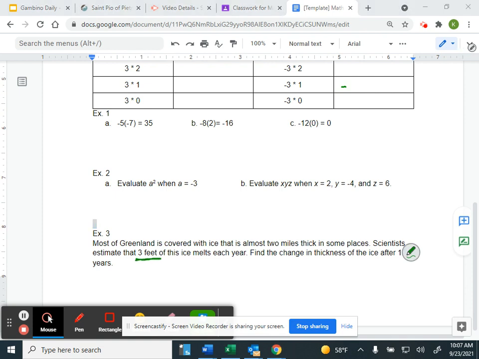How many feet is it going to melt in 10 years? Will? 30 feet. How did you find that? 3 times 10. So we know it melts 3 feet in 1 year times the 10 years. So we had 3 feet times our 10 years.